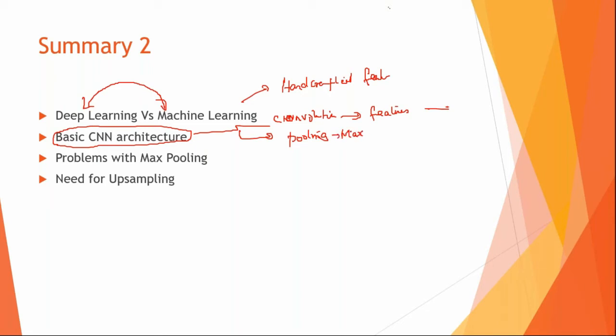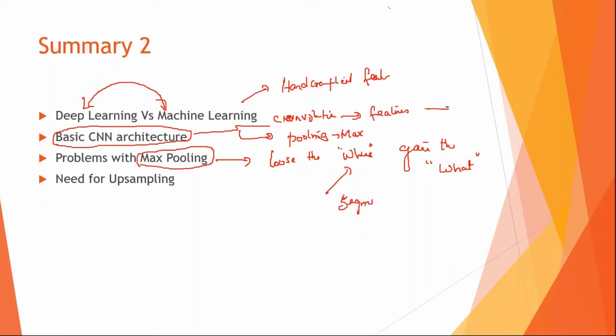They extract the important features and pass it to the next layer. And I told you one of the biggest problems with max pooling, relevant to segmentation, is you lose the where information, but you gain the what information. And if you're working on segmentation, you require this where information. And for that, you definitely need to upsample things that have been downsampled by the pooling layer.